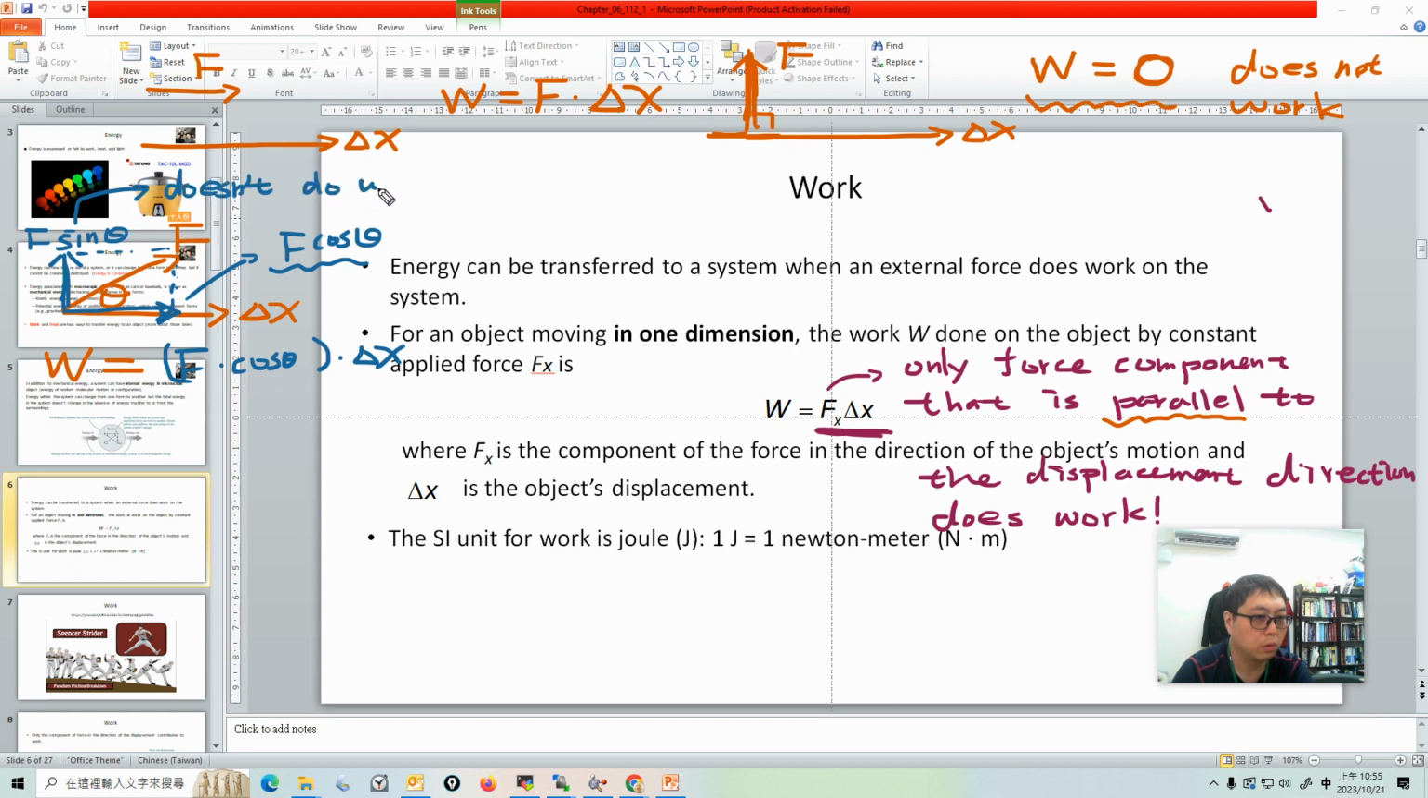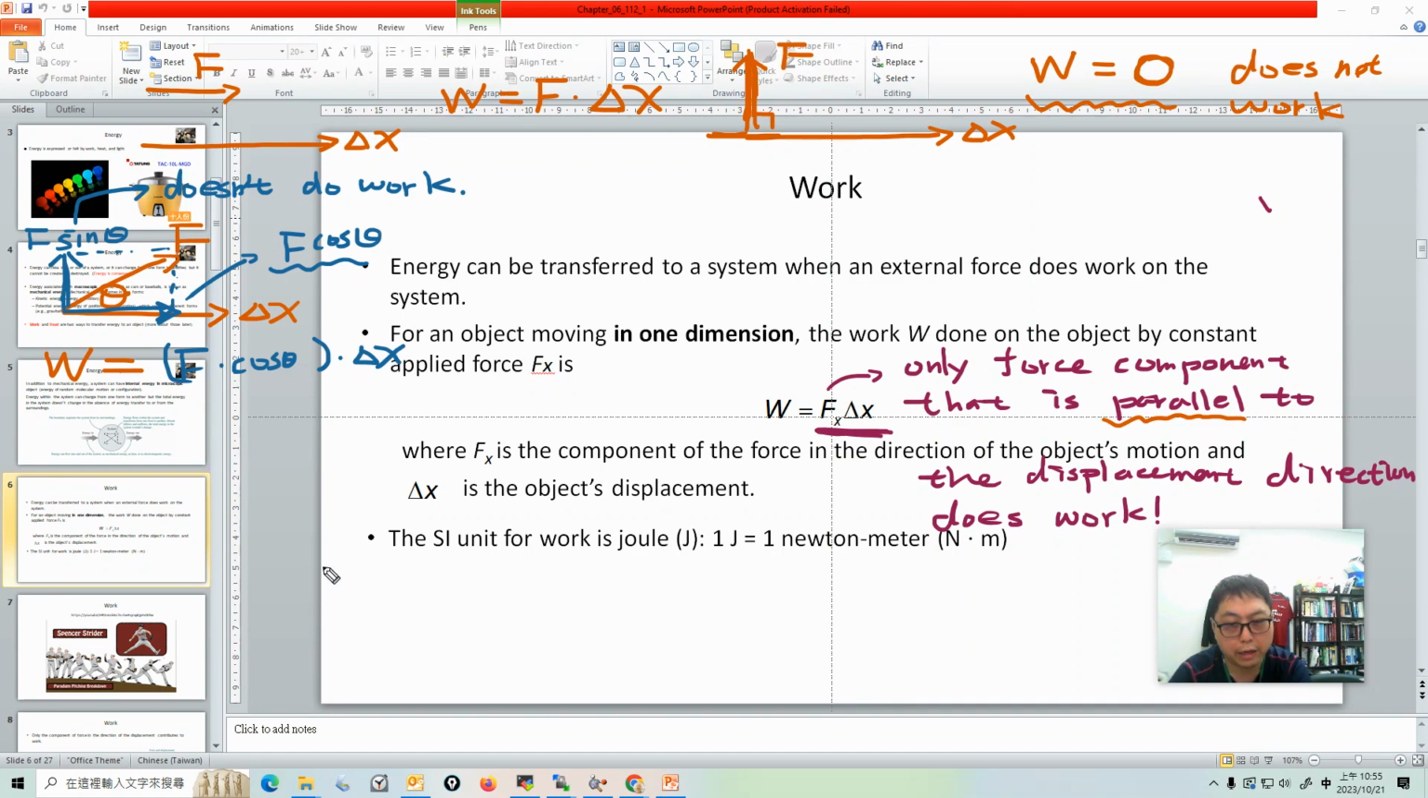Doesn't do work. Okay, so this tells you that when you're trying to calculate the work, you have to be careful about the direction of your motion and the direction of your force. Okay, you need to be careful for this, not just use force times delta x. Only the force component that is parallel to the displacement direction does work. Okay, be careful.